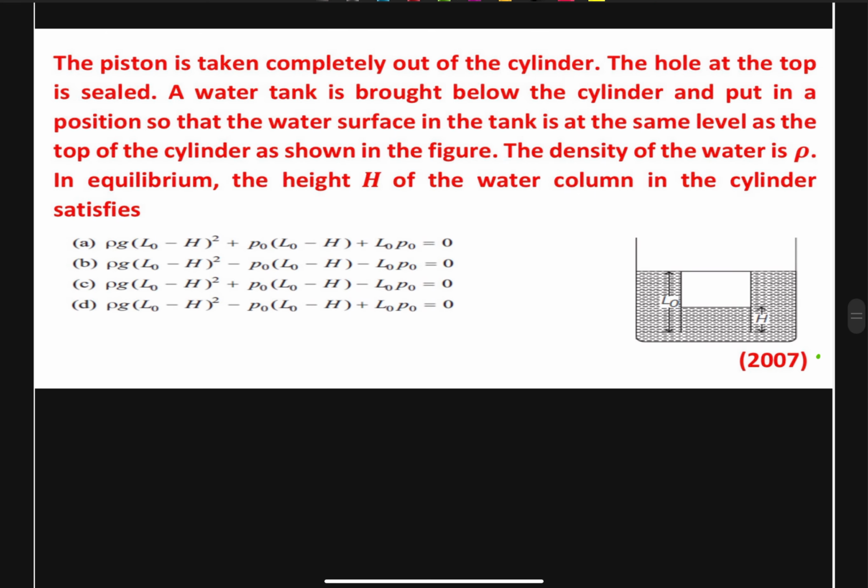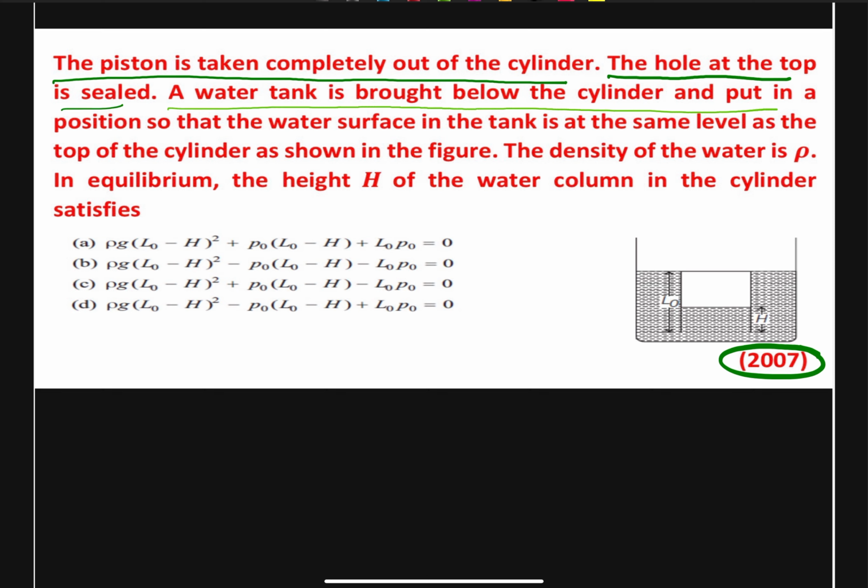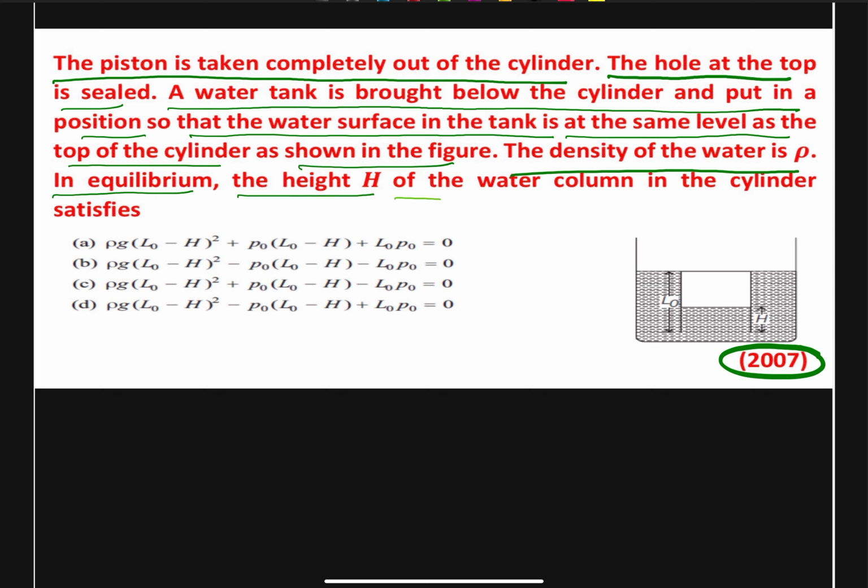It was asked in the year 2007, and it states that the piston is taken completely out of the cylinder. The hole at the top is sealed. A water tank is brought below the cylinder and put in the piston so that the water surface in the tank is at the same level as the top of the cylinder as shown in the figure. The density of the water is rho. In the equilibrium, the height h of the water column in the cylinder satisfies.